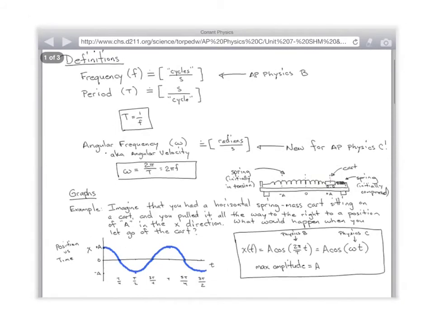All right, cool. And the equation, according to AP Physics B, the position as a function of time would be A times cosine of 2 pi over the period times t. Does that ring a bell? What's the difference between the big T and the little t? One is the period, the other is time, because time may not represent a full period. Which one's a constant and which one's a variable? Big T is a constant, little t is a variable.